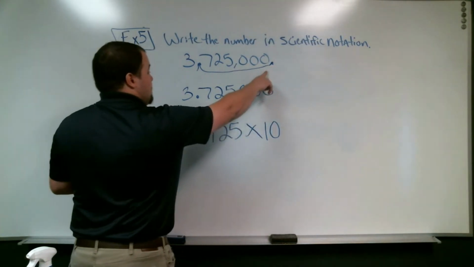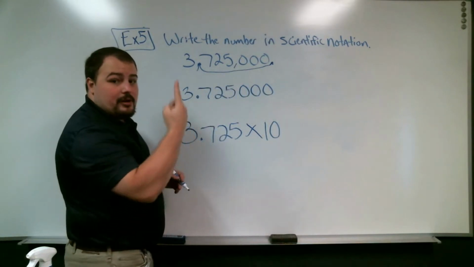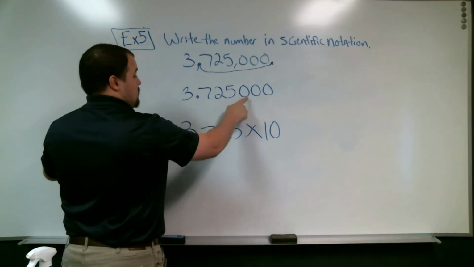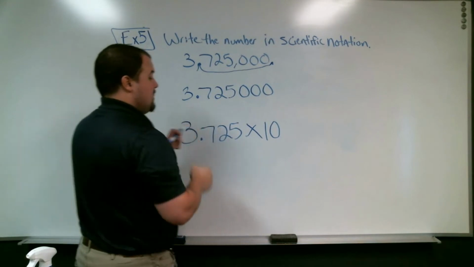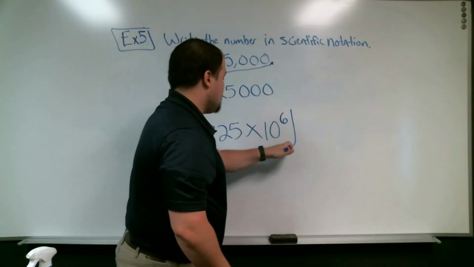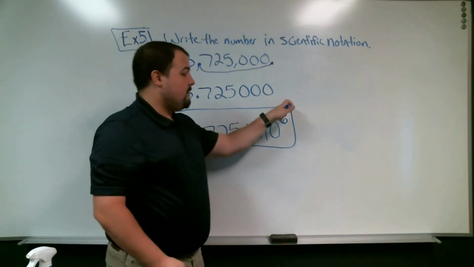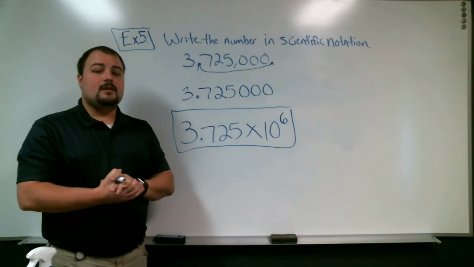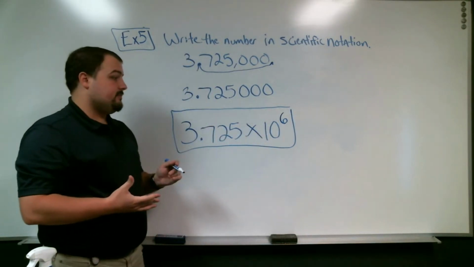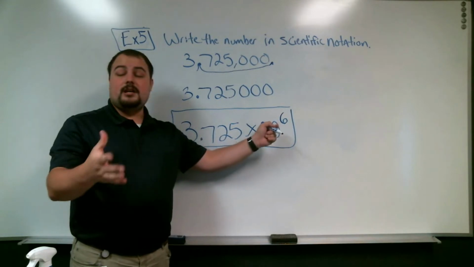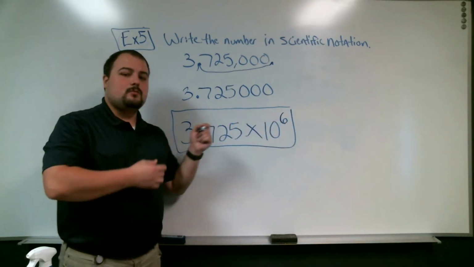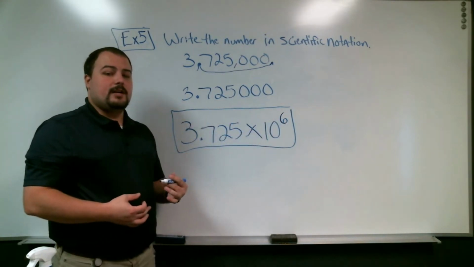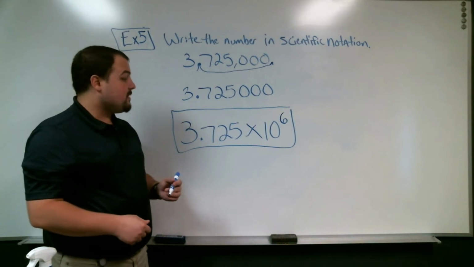And the number of times we move the decimal is going to be our exponent. So since we moved the decimal to the left, the exponent number is going to go up 1, 2, 3, 4, 5, 6 times. So this is 3.725 times 10 to the 6th power. And again, if we're writing this in standard notation, since this is a 6, we would move the decimal 6 times to the right to get back to our regular number.